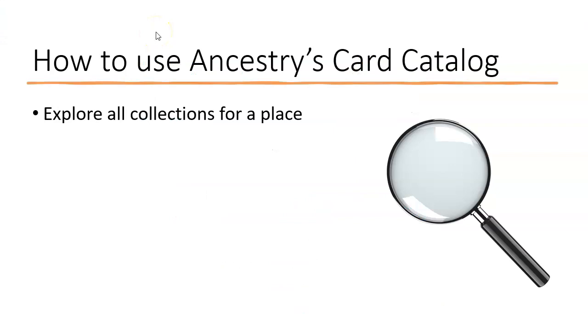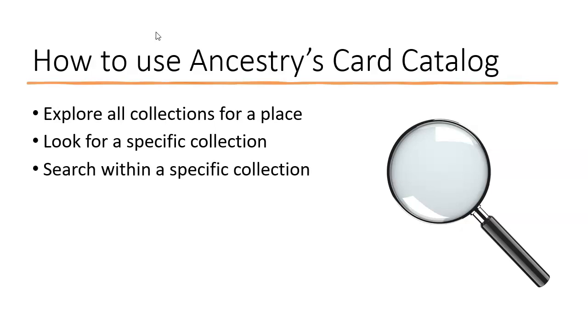In summary, use Ancestry's card catalog to explore all the collections they have for a particular place to find those gems you didn't know were there. Look for specific collections. If you're after a specific record type or type of information, watch for those that may have what you need. And then learn more about that collection in the About section at the bottom of the collection landing page. Search within a specific collection for your relatives' names, but also browse within a collection, as I showed you how to do with the city directories, so that you might find additional information that the search feature doesn't bring up.